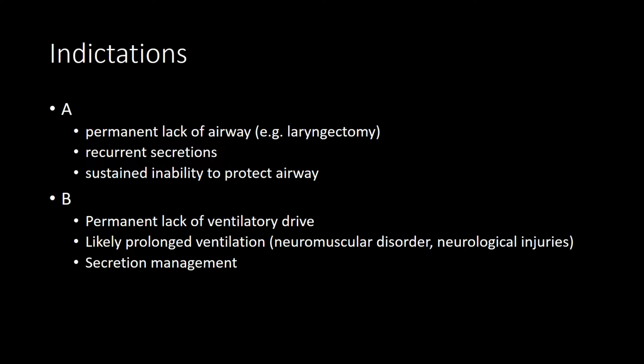Okay, I'm going to talk to you guys about tracheostomy, and I'm going to talk firstly about the indications for tracheostomy, which are divided into airway and breathing. Airway would be a permanent lack of airway, so patients who have had a laryngectomy, or who have problems with recurrent secretions and problems with clearance, or you think they're going to have a sustained inability to protect their airway. So I'm thinking about neuro patients or patients with neuromuscular disorders.